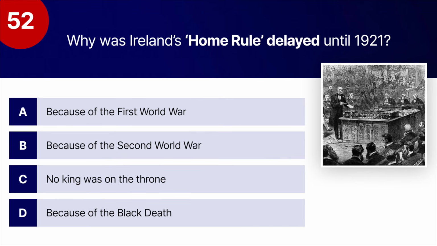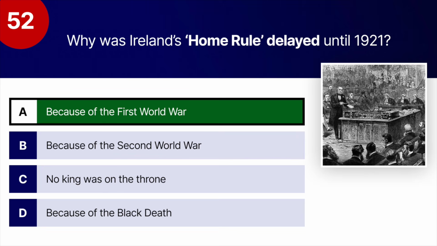Why was Ireland's Home Rule delayed until 1921? A. Because of the First World War, B. Because of the Second World War, C. No king was on the throne, D. Because of the Black Death. The answer is A. Because of the First World War.